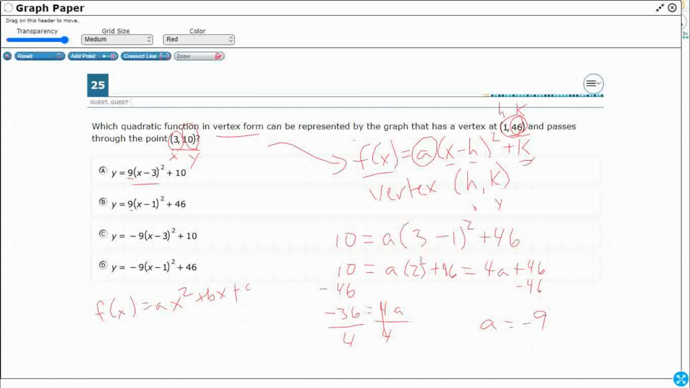So let's write it. So y equals, right? Let's do it up here. Y equals, and then remember, here's my vertex form, my a. Now I know it's negative 9. I'm going to leave my x, because you notice I got my x and my y still in there. So x minus, what is my h, right? My h was 1, squared, plus 46. So my answer here is going to be D.